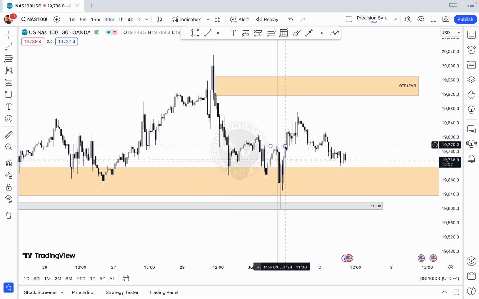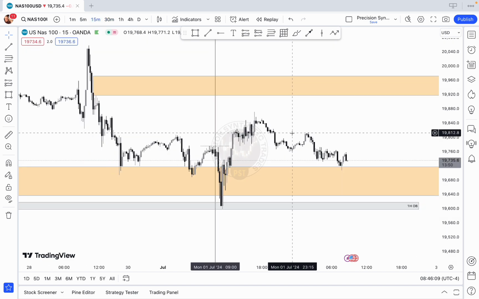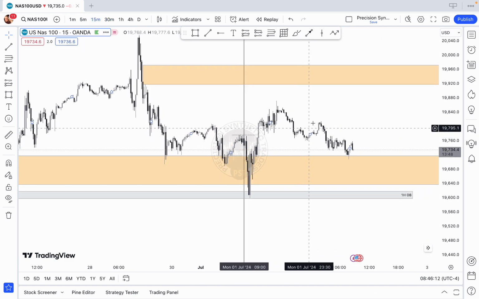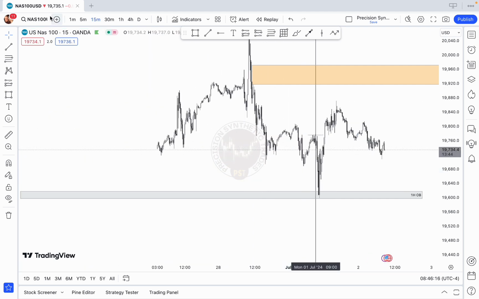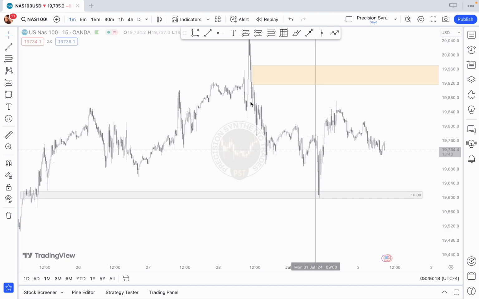So I entered a trade around there. All right, so let's quickly go down to the 15 minute. So we have our levels. Let's just delete this level. Let's go to the 1 minute, what I saw.